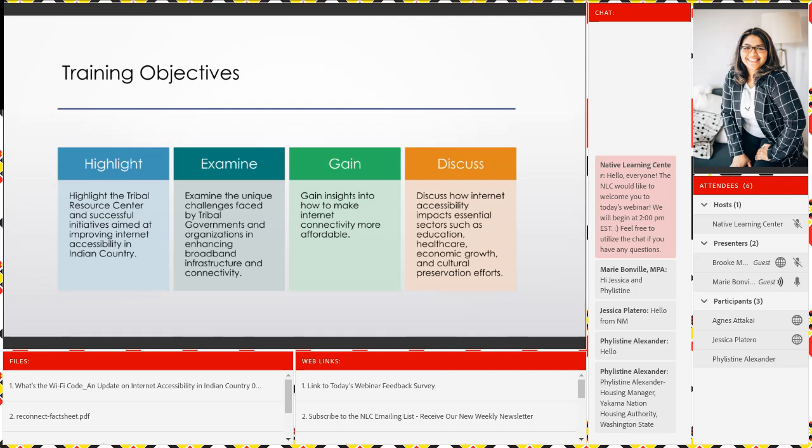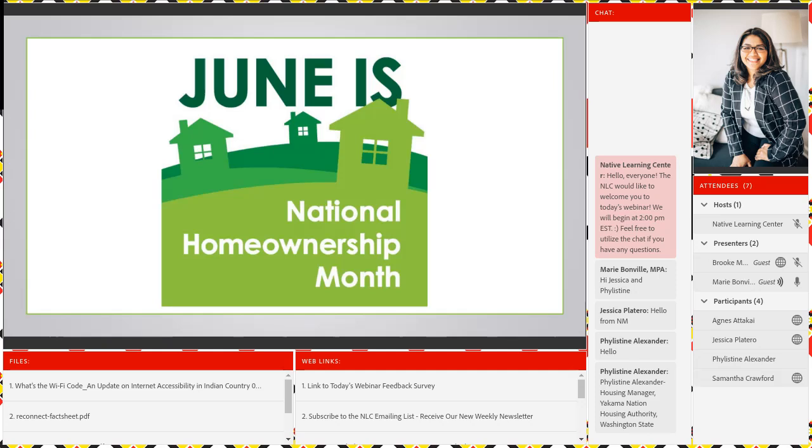We'll talk about that affordability number again. And then we're also going to talk about how essential internet accessibility is to future funding opportunities. So the bridge, right, between education, healthcare, economic growth, even cultural preservation. All of these efforts hinge on our ability to access the internet in our communities.